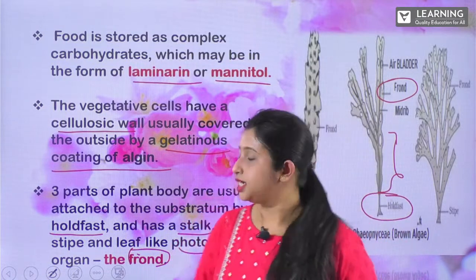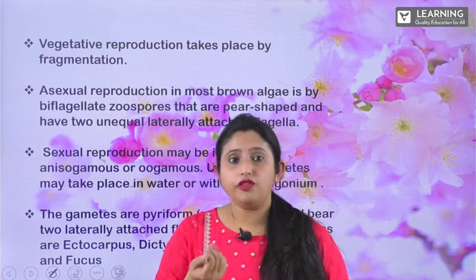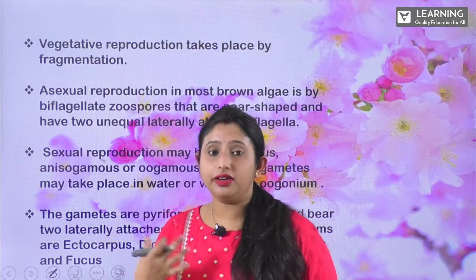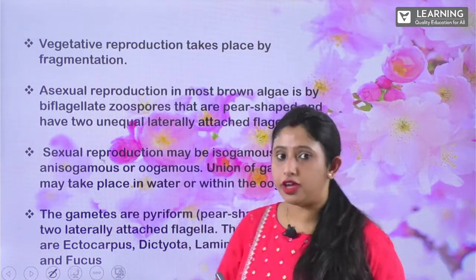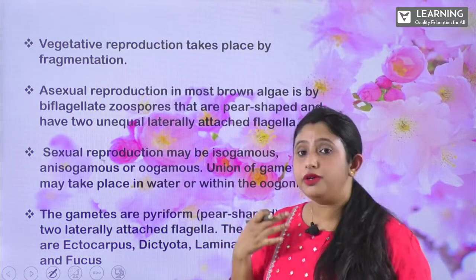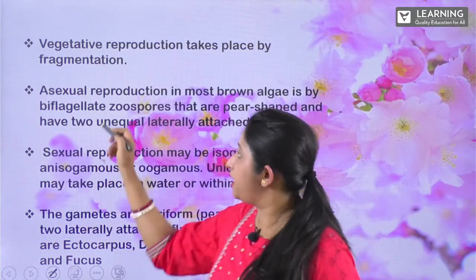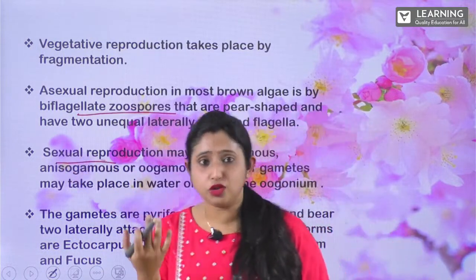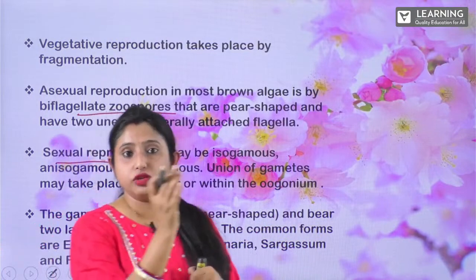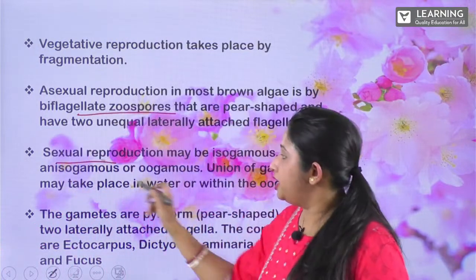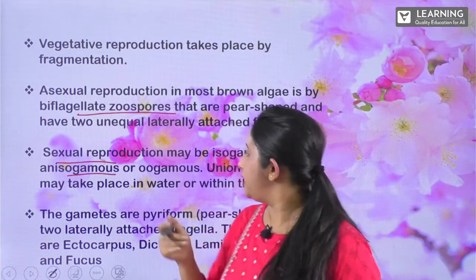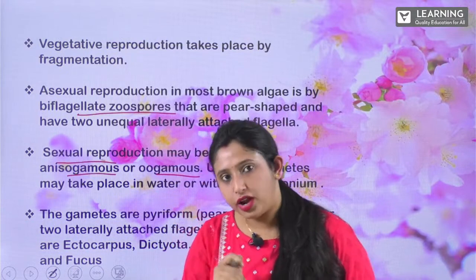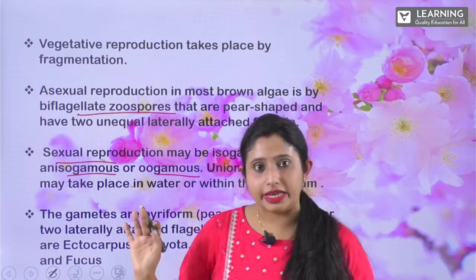Is that clear? Now what is the mode of reproduction? The mode of reproduction is the same as before. There is vegetative reproduction by fragmentation. Asexual reproduction is by spore formation, that is by flagellated zoospores, and sexual reproduction is by different types of gametes as you have seen: isogametes, anisogametes, or oogamous. Clear? So these are the modes of reproduction, the same as in other algae.